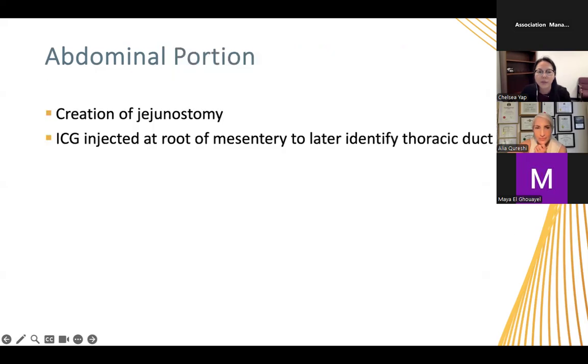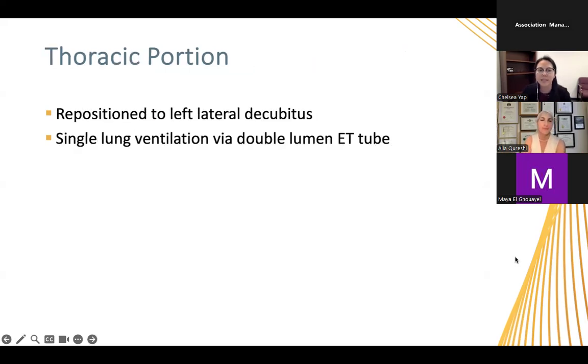After we've done that, we will suture the conduit to the specimen, and then we place an orientation stitch so that we can see where our anterior conduit is, and then create the jejunostomy. Then we inject ICG at the root of the mesentery so that in the thoracic portion, you can identify the thoracic duct, which I will show you in a second.